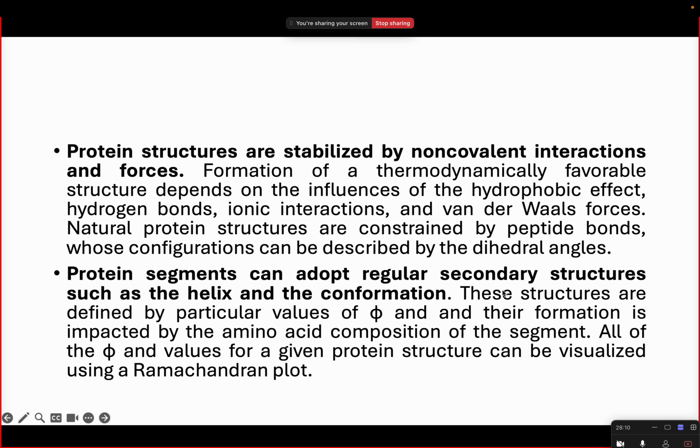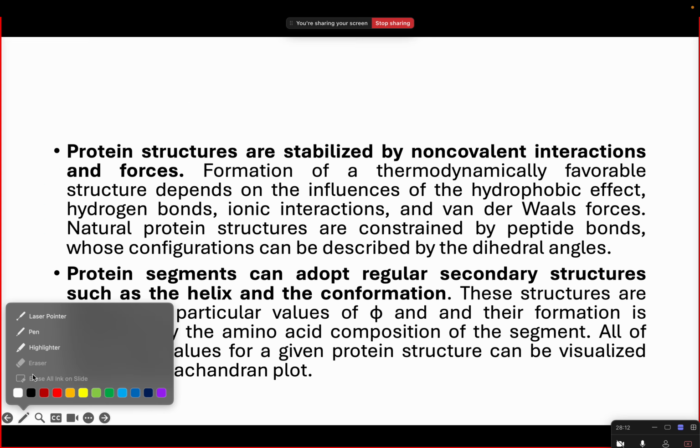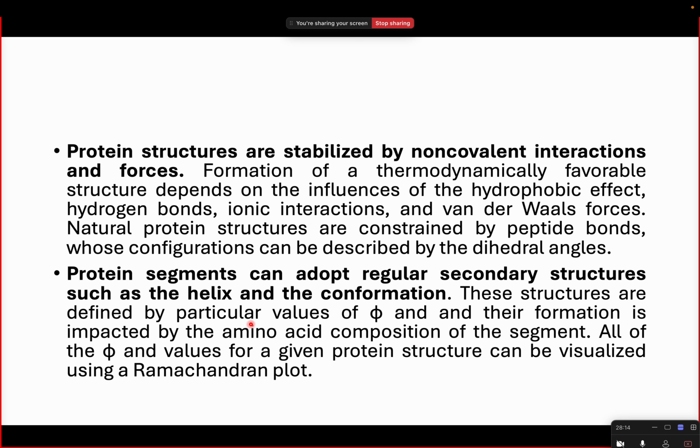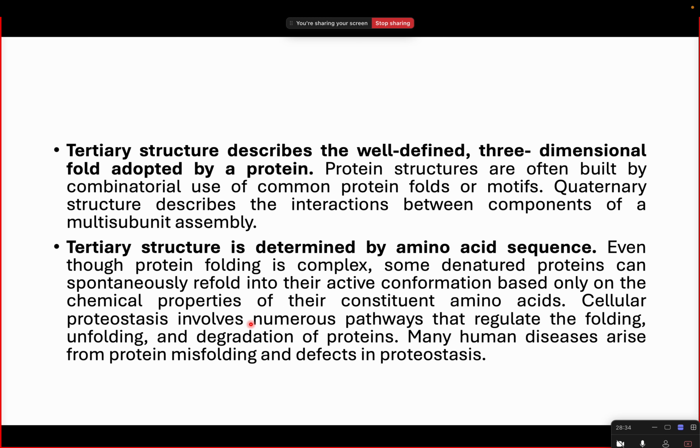Okay, getting back to our lecture, as I said, protein segments can adopt regular secondary structures such as helix and other conformations. This is because now we know that though there are infinite number of possibilities for the bonds to arrange themselves around the central atom, only few configurations are permissible. Hence we have very limited secondary structures.